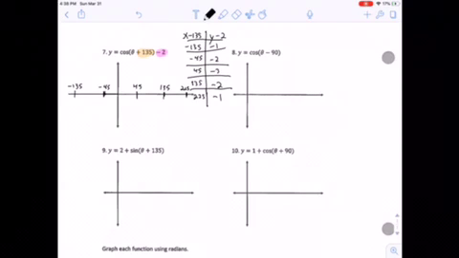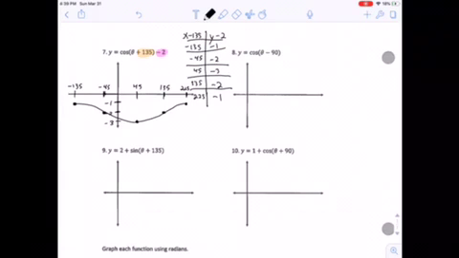And here we go. So -135, and then let's put in -1 there, -2, and -3. So -135, -1 is going to be there. -45, -2, 45, -3, 135, -2, and 225, -1. And then draw on your curve. And there you go.